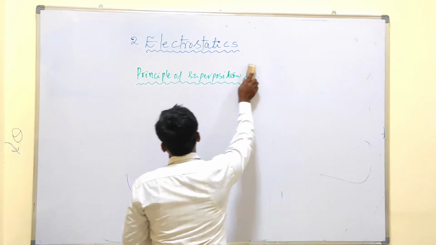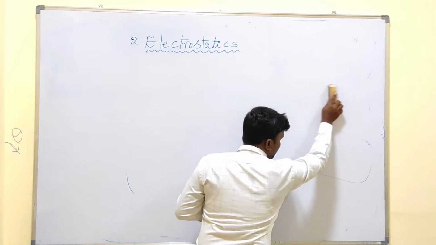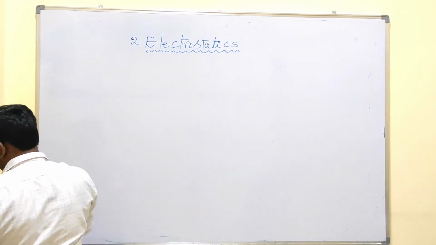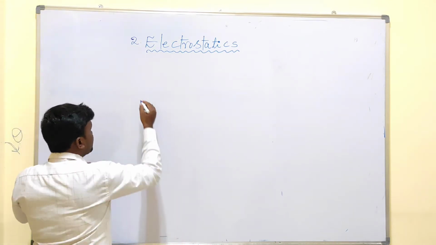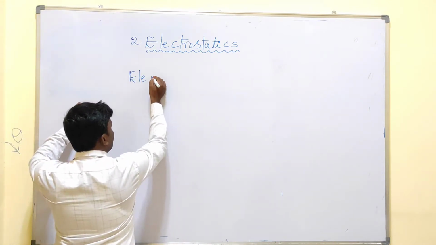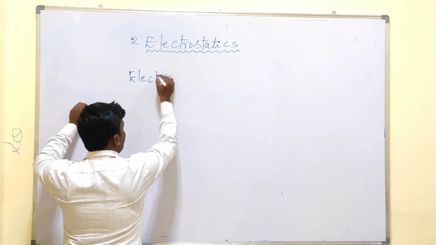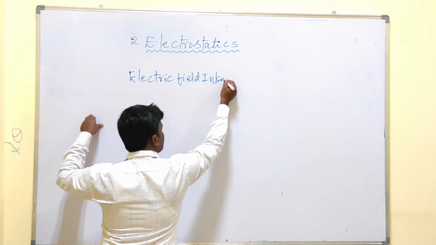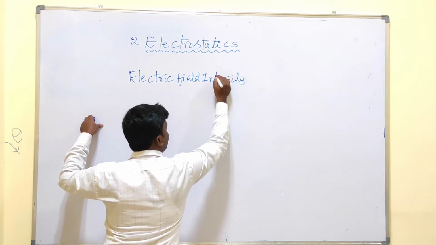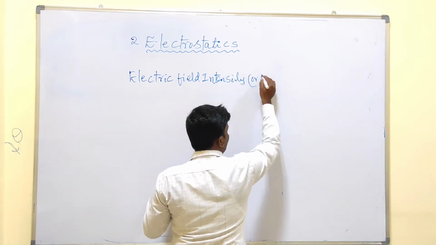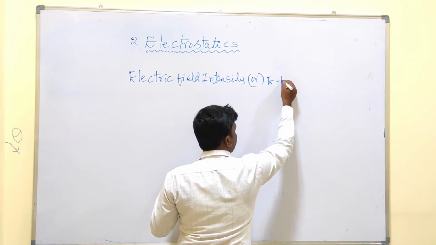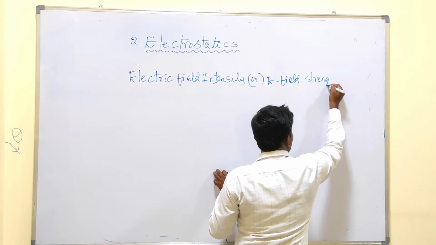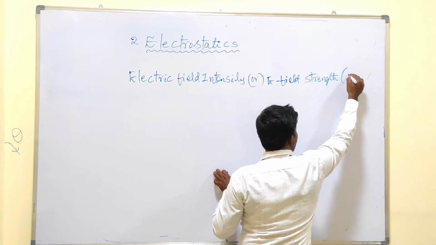Now we will discuss an important parameter in our electromagnetic theory, that is electric field intensity, or we can call this electric field strength, represented by E.